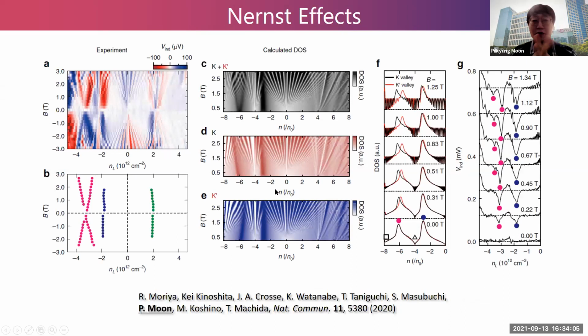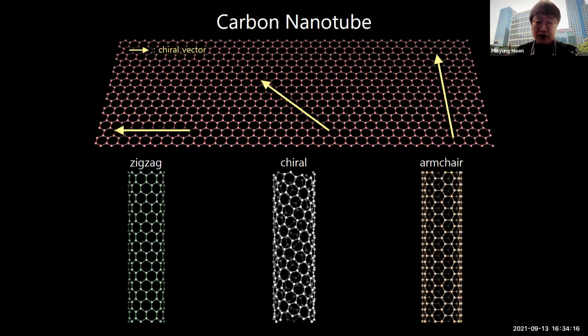Okay, so we can also see Moiré phenomena in a one-dimensional structure, such as a carbon nanotube. A carbon nanotube is a single sheet of graphene rolled up into a cylinder. The roll-up direction is called the chiral vector, and depending on the chiral vector, the nanotube shows different physical properties. Some show metallic structure, some show semiconducting structure. Here I plot the lattice configuration of a single-walled and double-walled nanotube.